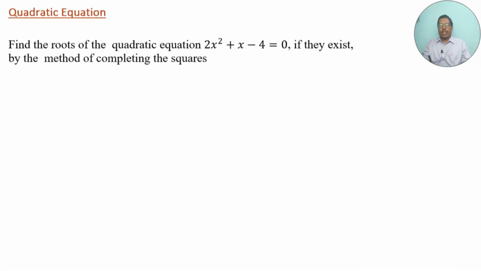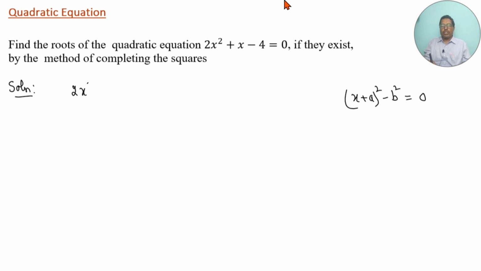The question is: find the roots of the quadratic equation 2x square plus x minus 4 is equal to 0, if they exist, by the method of completing the squares. If you want to use the method of completing the square, you have to express the quadratic equation in the form of (x plus a) whole square minus b square is equal to 0. So let's see how to express the given quadratic equation in the form of (x plus a) whole square minus b square is equal to 0.